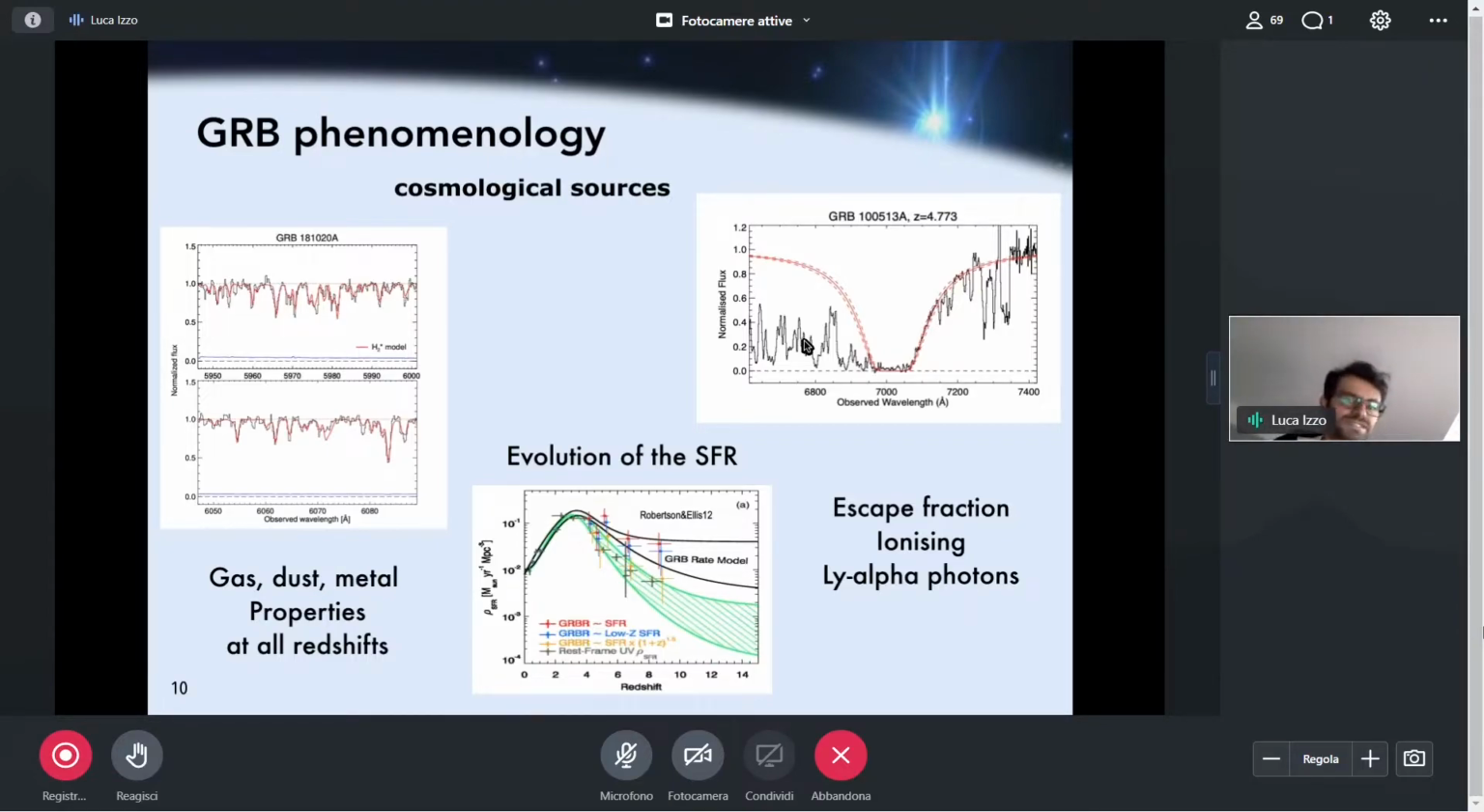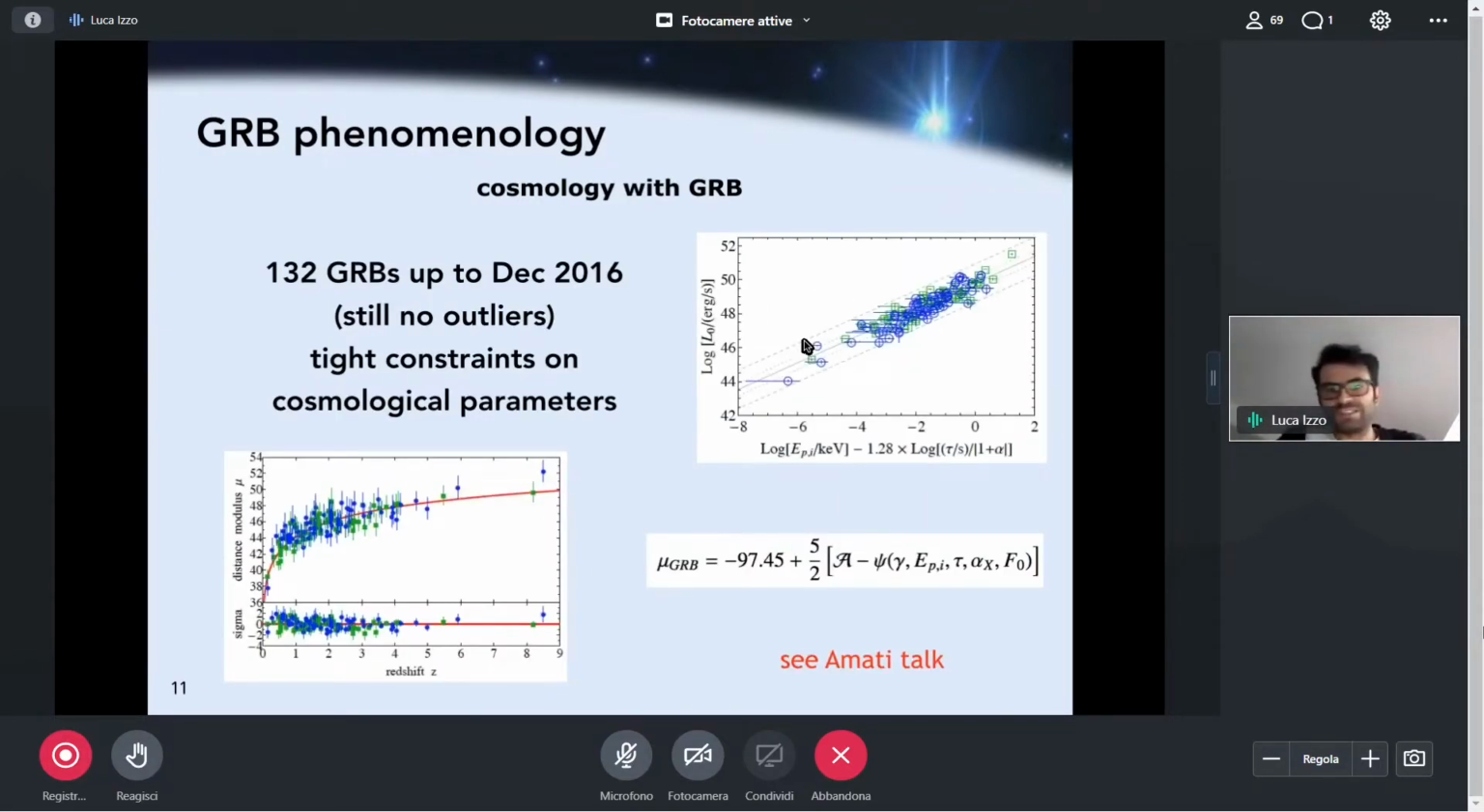This is important in order to understand the role of the first stars and galaxies in the reionization of the universe. And as we will see in the later talk by Lorenzo Amati, GRBs can also be used as distance indicators, given that there are some photometric and spectroscopic correlations between observables of GRBs, but I won't focus on this topic.